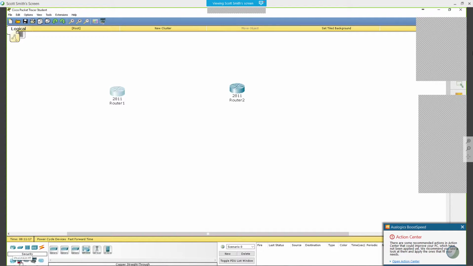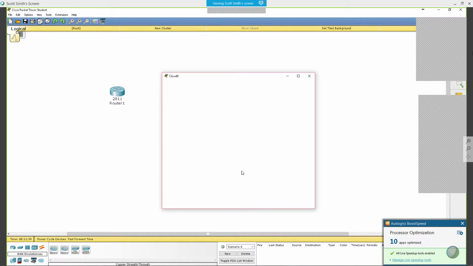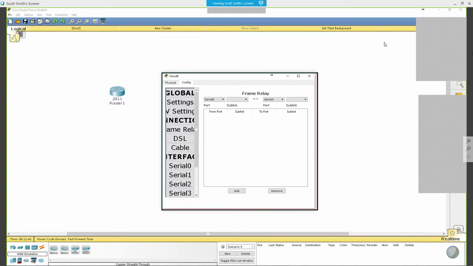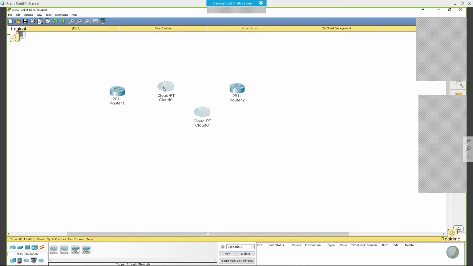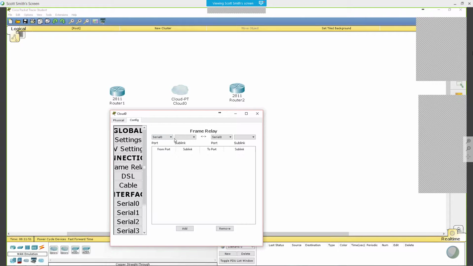Where is it? Where the heck is it? So small, man. Hey, I think this is it. Yeah, frame relay. So you just grab one of these little happy clouds. And what you have to do in the cloud is map your DLCIs, right?